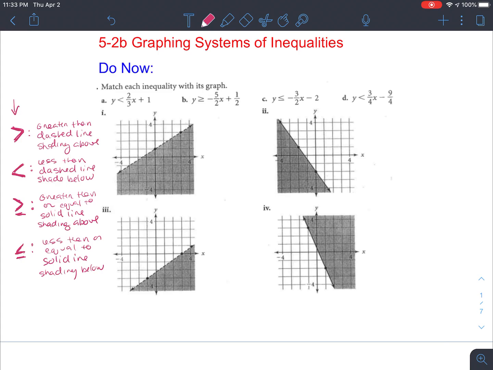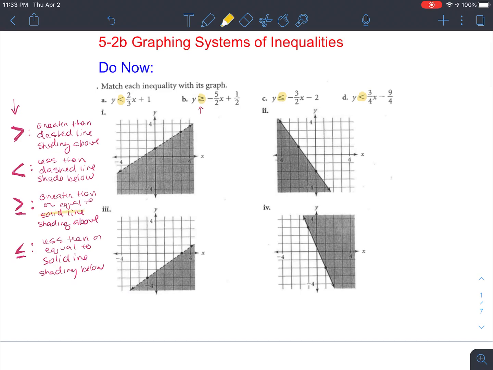So when we go to something that's matching, like the example we have in front of us, the first thing we should pay attention to are our inequality symbols. We have a less than symbol, a greater than or equal to symbol, a less than or equal to symbol, and a less than symbol. Okay, so let's start with the easy ones. We have two different inequality symbols right here. So if we have something that is greater than or equal to, we should have a solid line and shading above. So which one of these answer choices has a solid line?